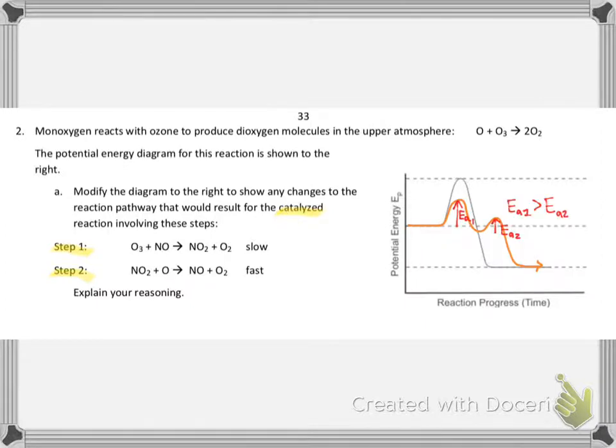But why? Well, remember, look at the mechanism. Where's the slow step? Well, the very first step is the slow step, and if that's the slow step, it must have the higher activation energy of the two steps.